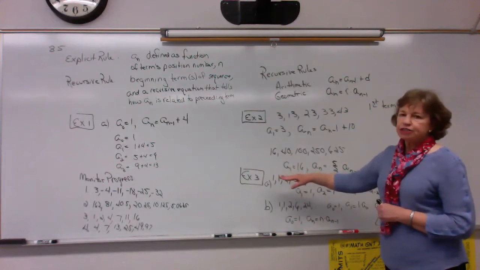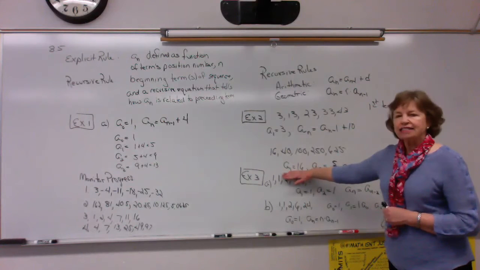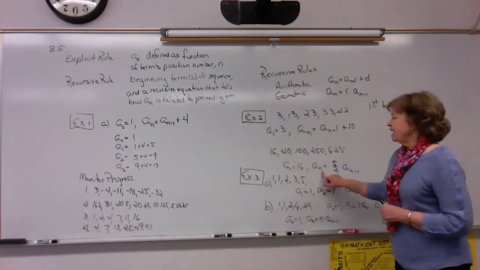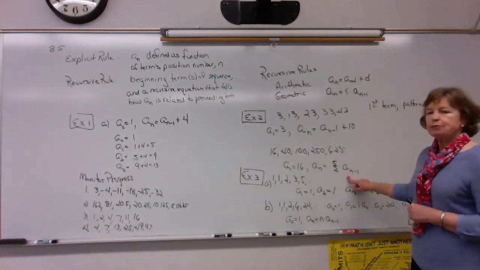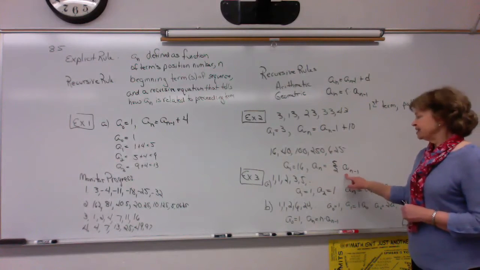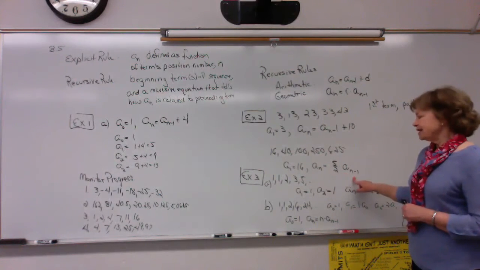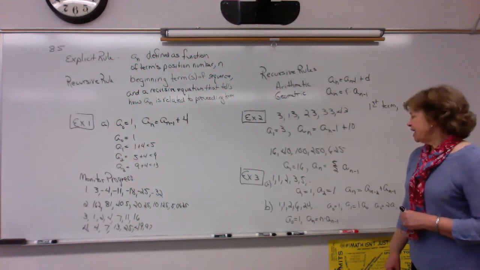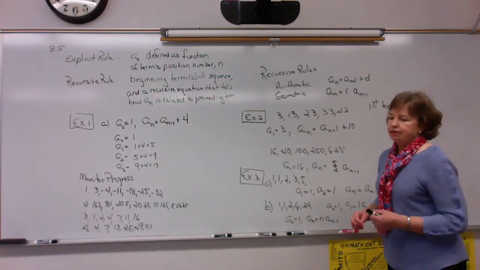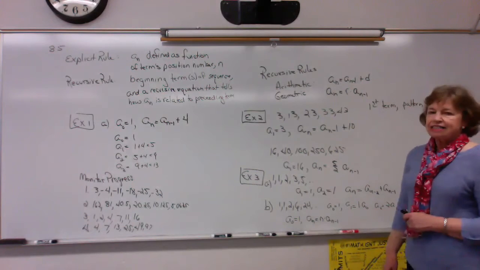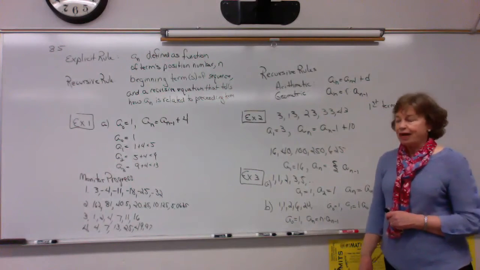And to write the recursive rule, the first term, a sub 1, is 16, and a sub n is 5 halves times whatever that preceding term was. So 5 halves times a sub n minus 1. If I'm looking at example 3, these are not geometric and they're not arithmetic. So the deal is you've got to find the pattern.